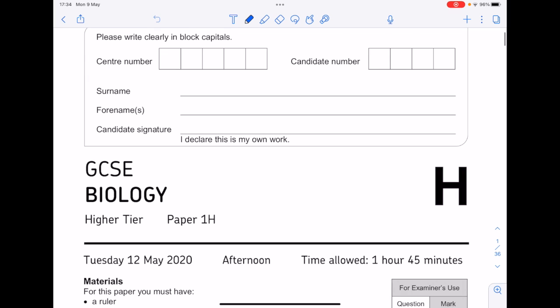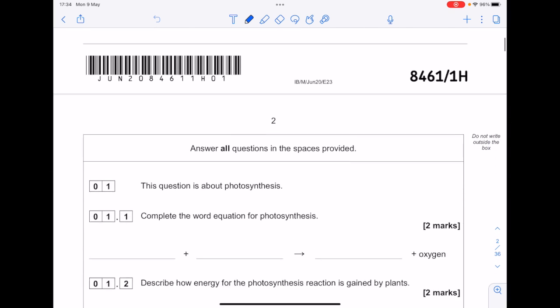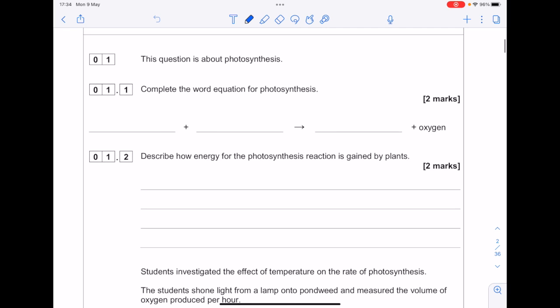This is an AQA GCSE Biology Paper, higher tier, paper 1H from May 2020, and I'm going to be doing a talk through showing you the best tips for scoring the highest marks.